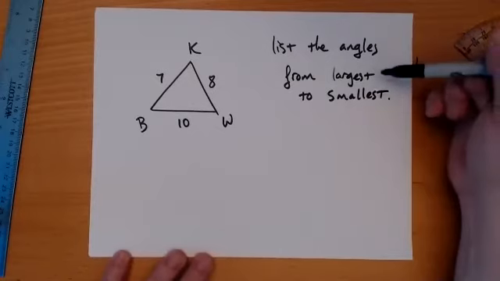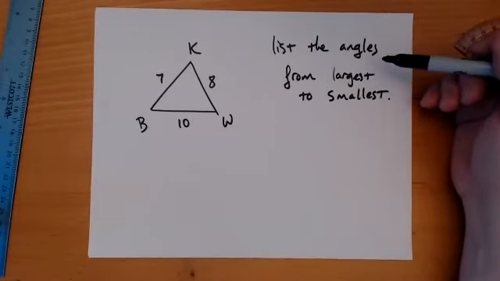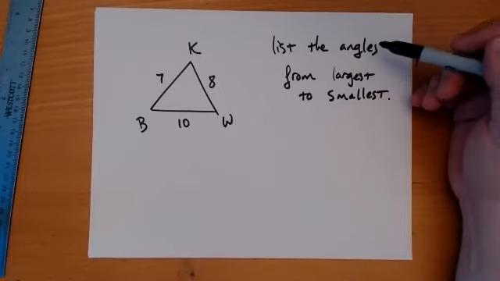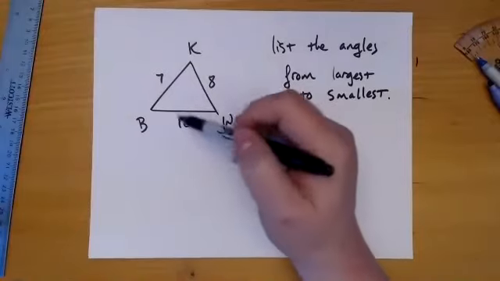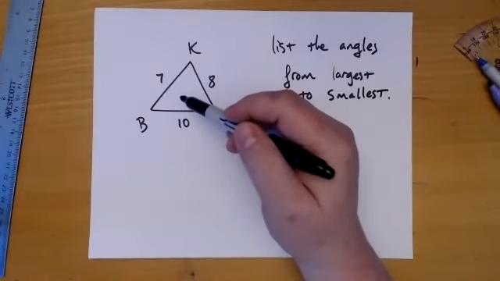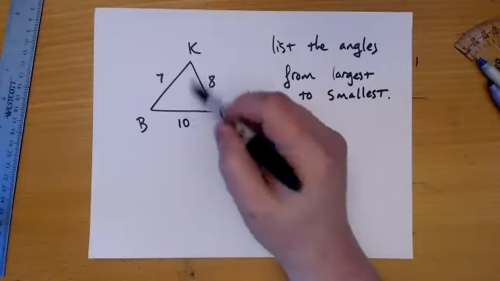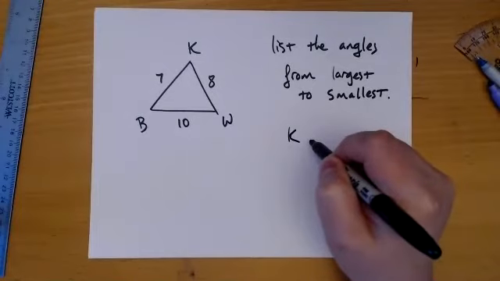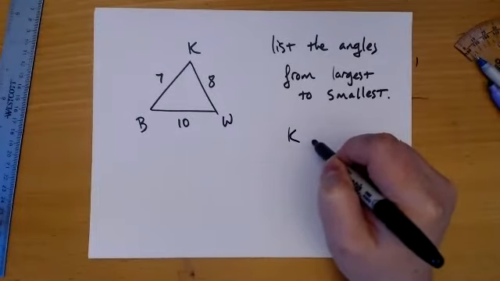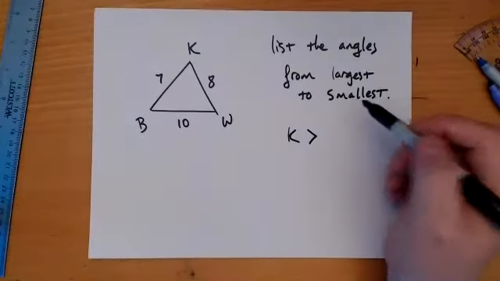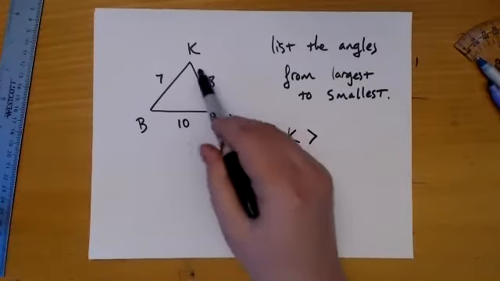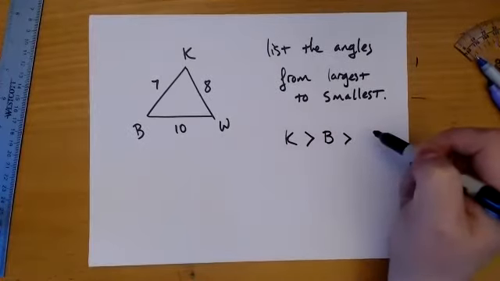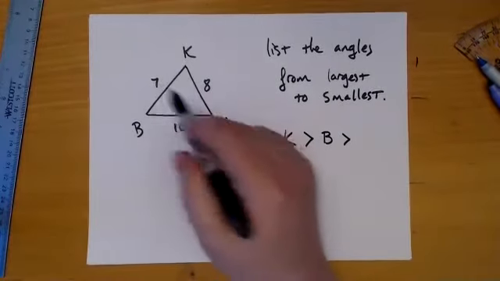Okay, so they want the largest angle first, right? The largest angle is going to be across from the largest side. My largest side is 10, so K is my largest angle. And it's bigger than the middle angle, which is across from the middle side. And my smallest side is across from my smallest angle.